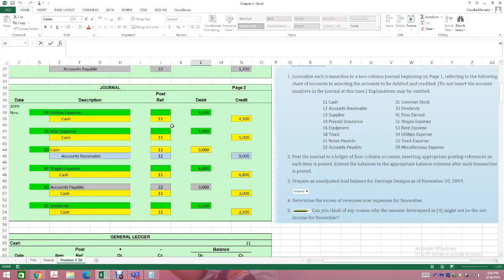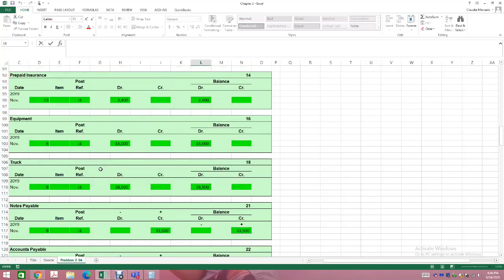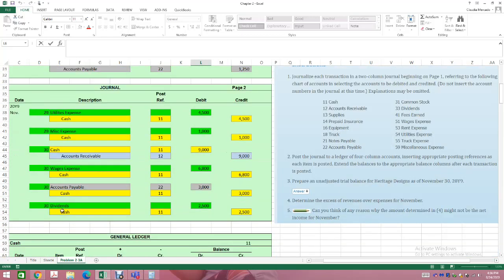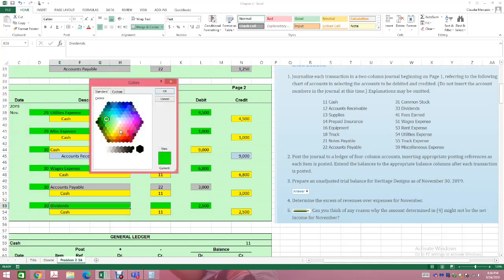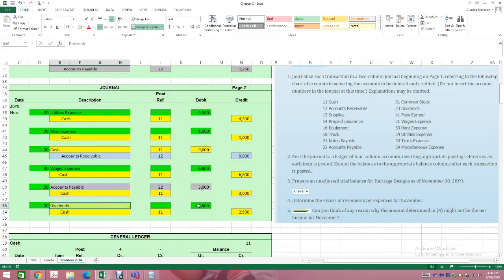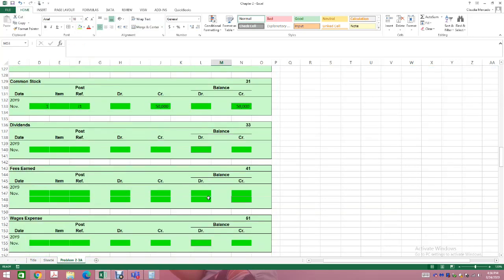The next account that we have is dividends. So we need to go find our dividends, and we have dividends right there. I have dividends of $2,500. This is happening November the 30th, on journal 2, and I have my dividends of $2,500.